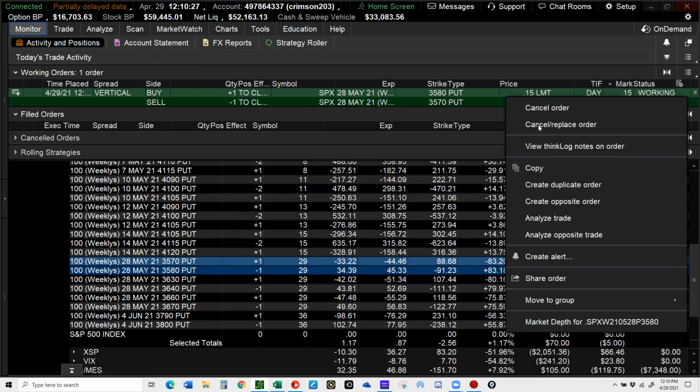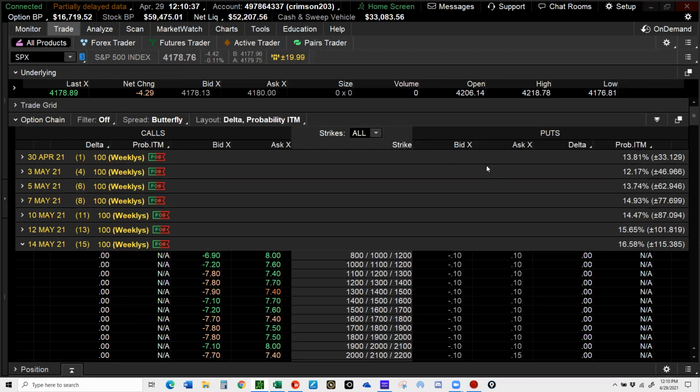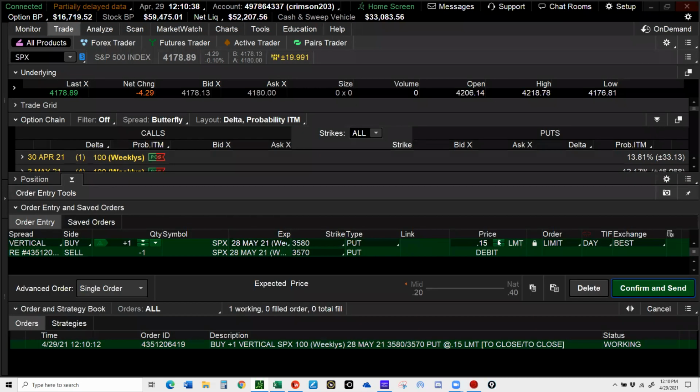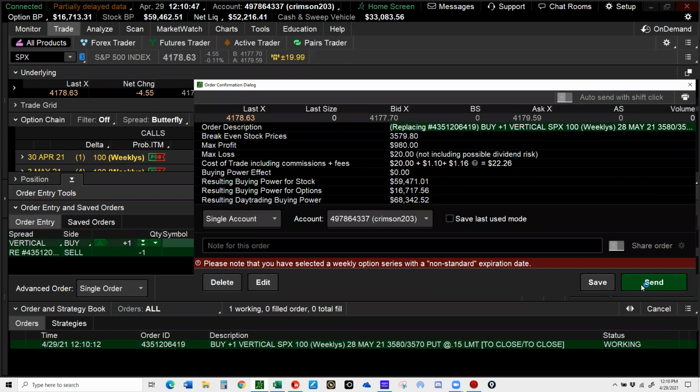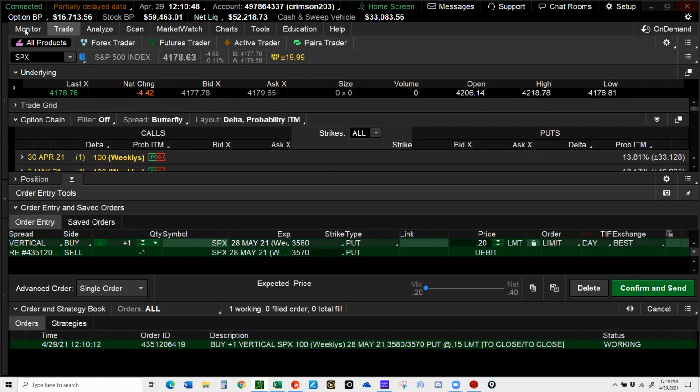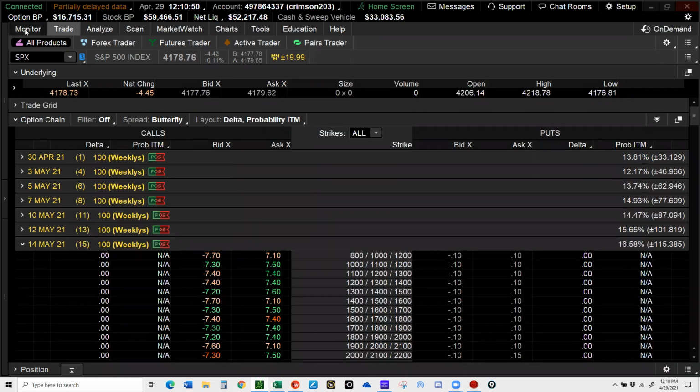Bulls make money. Bears make money. Hogs get slaughtered. You always remember that. I don't think we brought that up lately. Bulls make money. Bears make money. But hogs get slaughtered. So we can't forget that. All right. We'll let that work for a second.